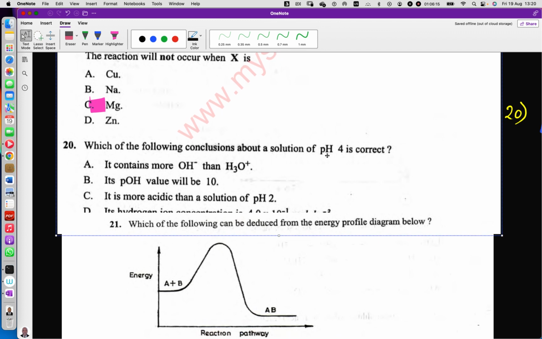Question number 20. Which of the following conclusions about a solution of pH 4 is correct?